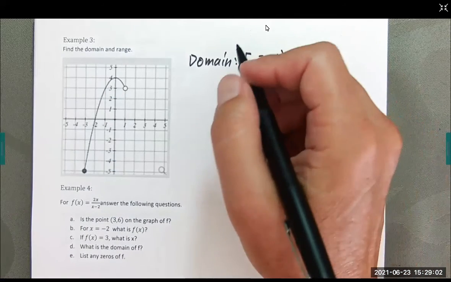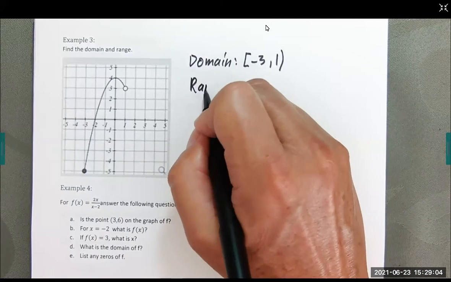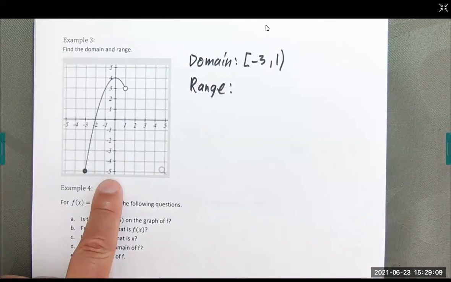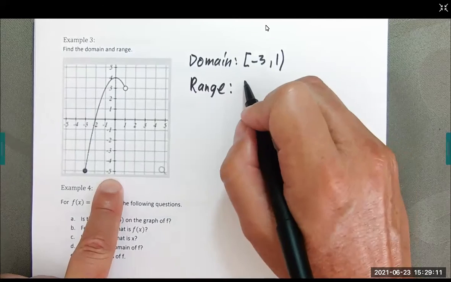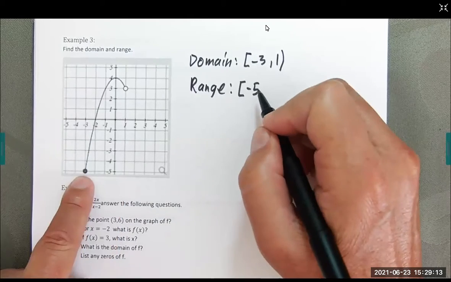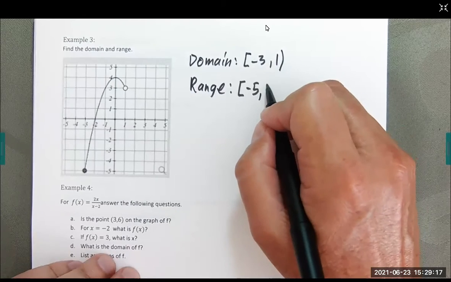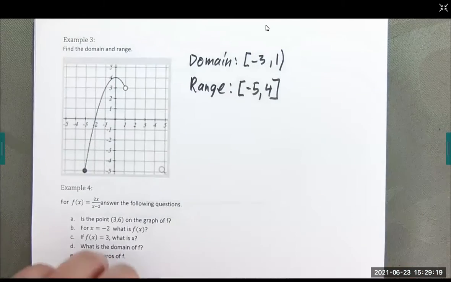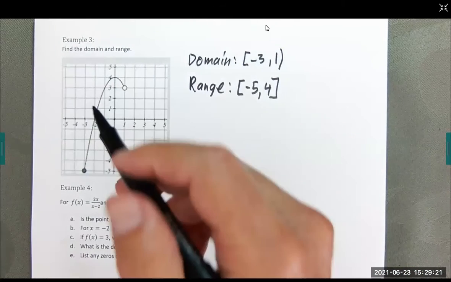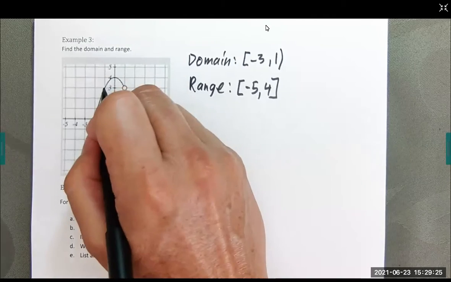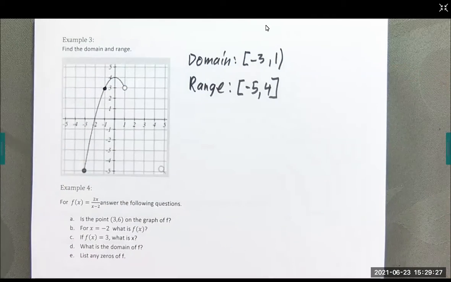It's not included. The range, now we are only looking at y values. We're going to start down here at -5, including -5, solid dot. We're going to go all the way up to 4, including 4. Now, I do want to point out, it kind of feels like I should be using 3 somehow, but you can see 3 is defined on this graph over here. So 3 is included, even though the endpoint here is not included.